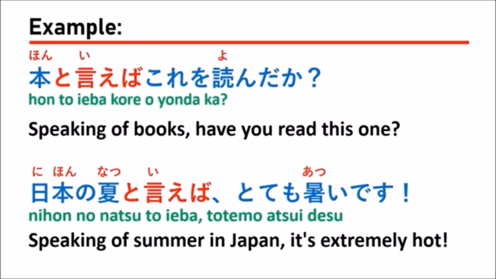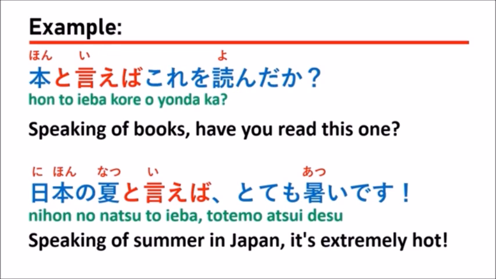That means when you imagine the summer in Japan, in your brain you just have the hot thing, really hot. There is nothing else better than the heat, right? So when you talk about the summer in Japan, in your opinion there is just the heat, or you just feel really hot. So you can say totemo atsui.